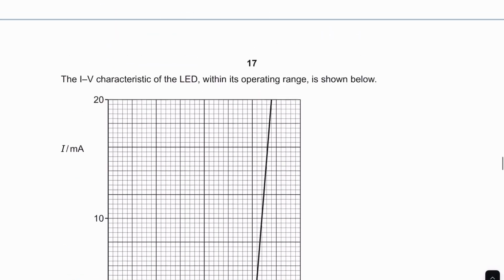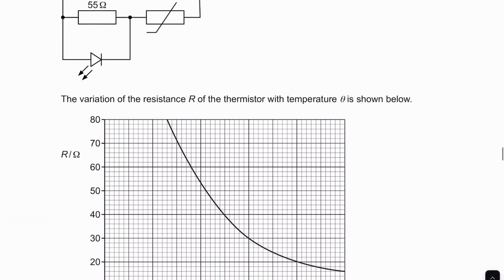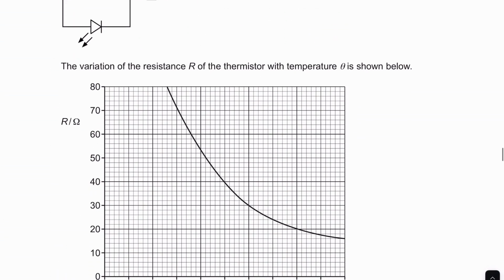Okay, let's just look at the diagram first. So, first of all, when we look at 30 degrees Celsius, we know that the resistance across the thermistor is 30 ohms.